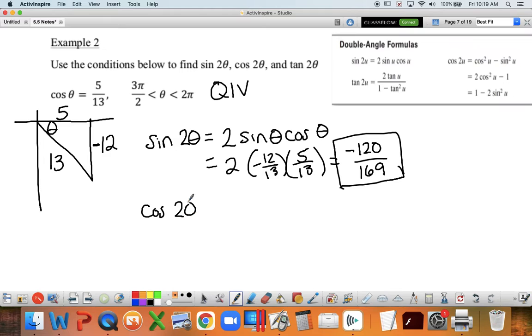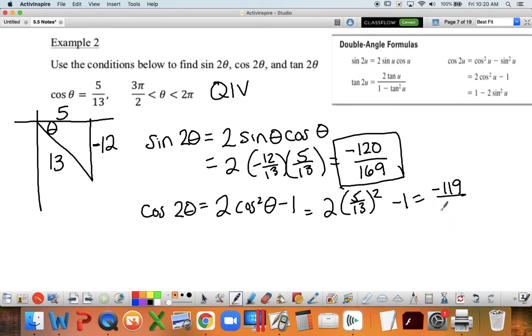Now let's figure out cosine of 2 theta. I know I have a couple of different formulas I can use, so you can pick any one you want. I'm going to pick 2 cosine squared theta minus 1, since they gave us cosine to start off the example, so why not use that? I know that's a correct answer. On a test, you know that cosine theta is 5/13, so why not use that? So I get 2 times 5/13 squared minus 1, and when I put that into my calculator, I get negative 119 over 169.